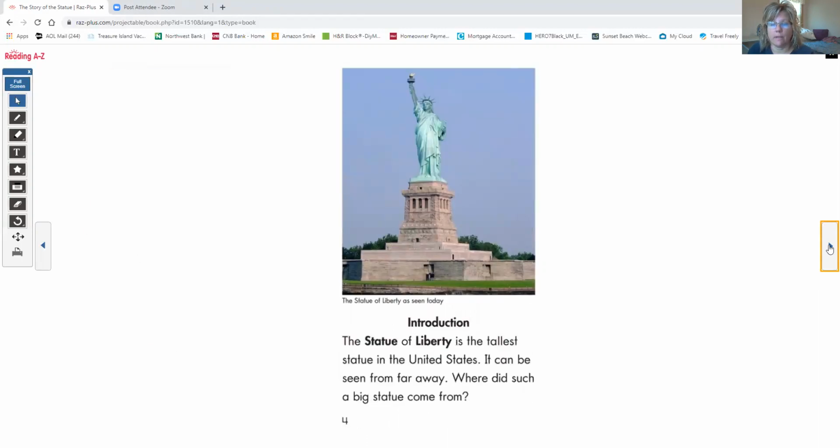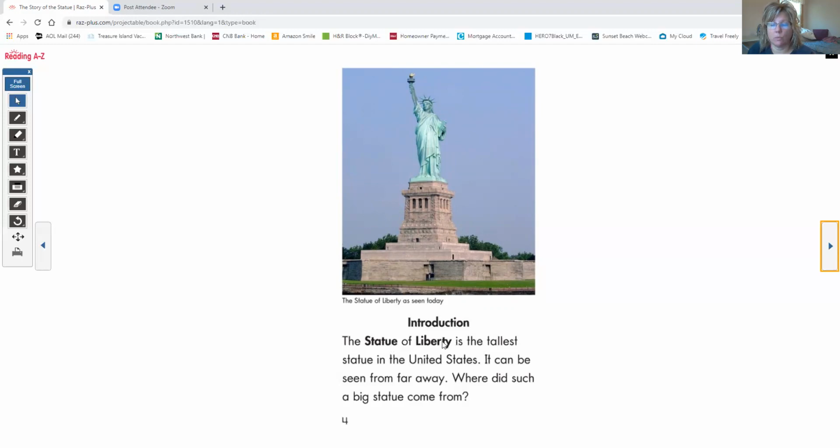So here's our photograph with the caption, The Statue of Liberty as Seen Today. Introduction. The Statue of Liberty is the tallest statue in the United States. It can be seen from far away. Where did such a big statue come from?